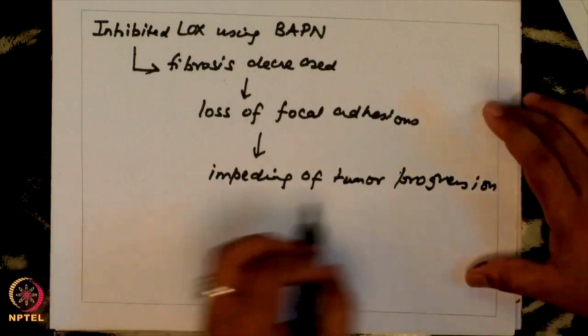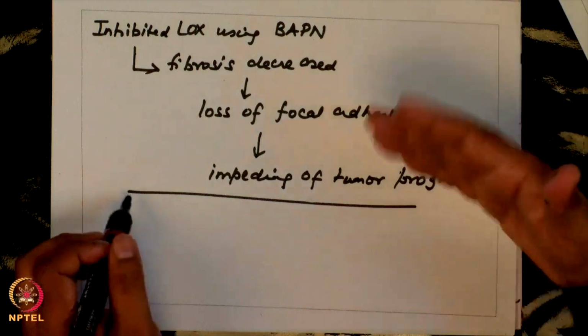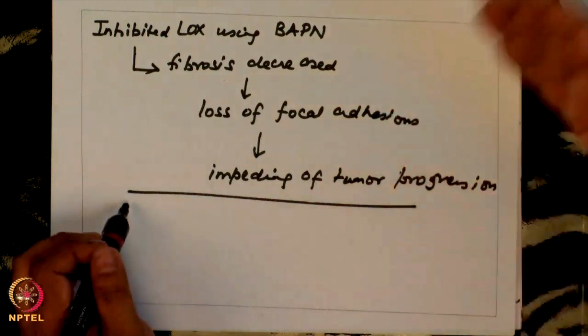So both these experiments demonstrate that if you increase LOX levels, it leads to an invasive phenotype, and you can reverse it by inhibition of LOX activity.